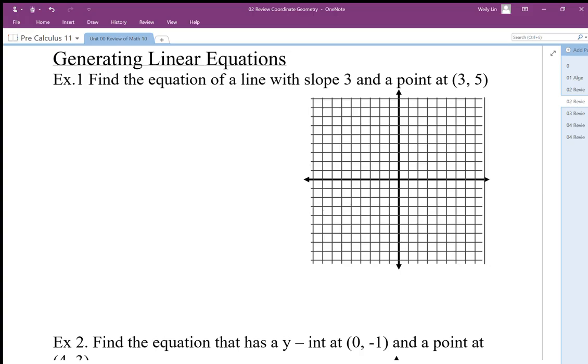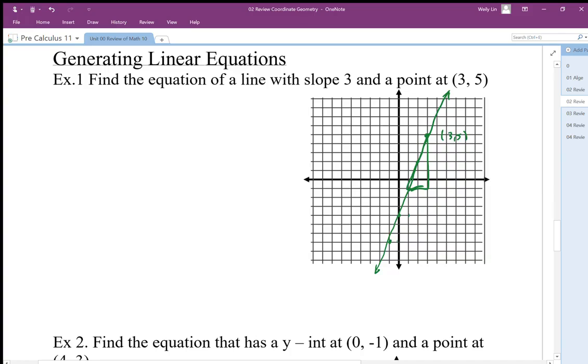Now, what I could do is I can just draw this in. I have a point at 3 over, 5 up, and I use my slope of 3. 3 up, 1 over, and I can draw my line. So that's what my relationship looks like. I have my slope of 3, my slope triangle can show up right there, a 6 to 2 ratio for my slope, and that represents my graph.